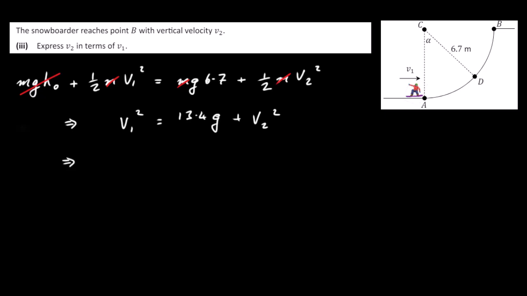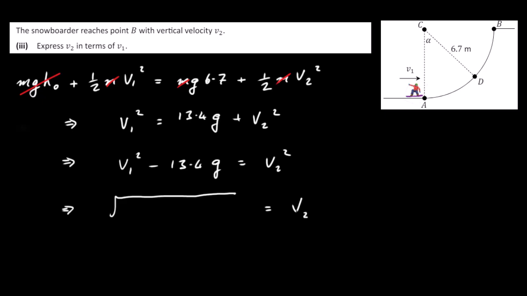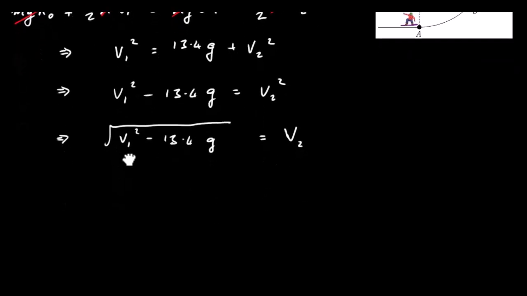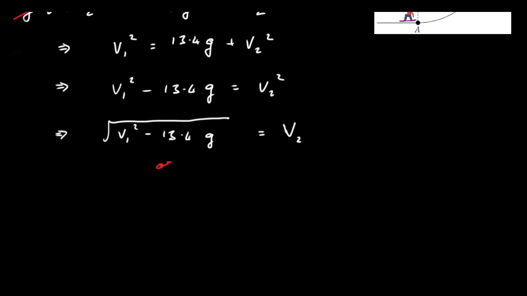We want to get v2 on its own, so that's v1 squared minus 13.4 g is equal to v2 squared. All we've got to do now is square root both sides, and that should give us our answer, I think. So v1 squared minus 13.4 g. Now again here, you can multiply out the g. Not sure if they require that, but that's v1 squared minus 131.32. Okay, and that's it for part 3.